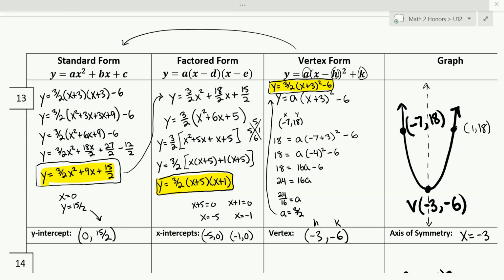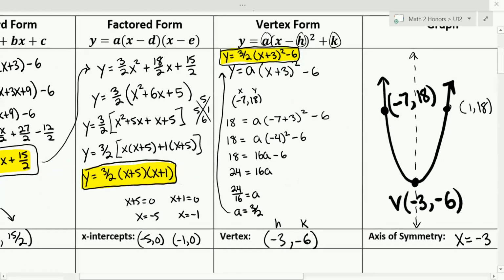And you should get something like this. 3/2 times x plus 5 times x plus 1. And you get two x-intercepts, (-5, 0) and (-1, 0). And now we got all three equations. We have a lot of information. We're pretty much done with this problem.